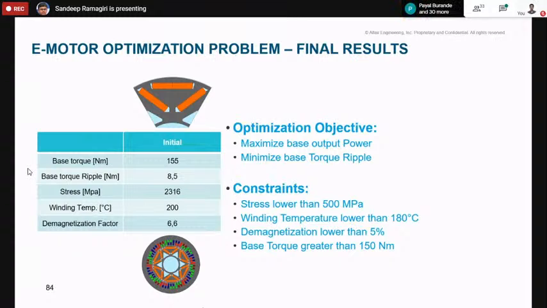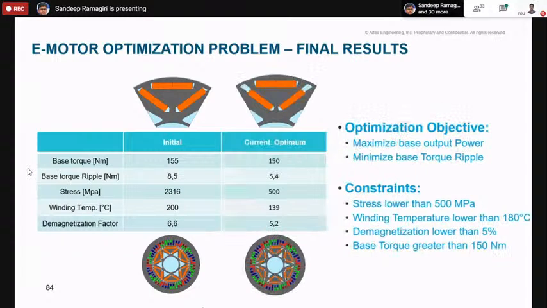And you can see the constraints also on the right side. We need to limit the stresses lower than 500 megapascal, and the winding temperature I want to limit to 180 degrees, and the demagnetization should be lower than 5%, and then the base torque should be greater than 150 Newton meter. And this was an optimum design after doing the optimization.